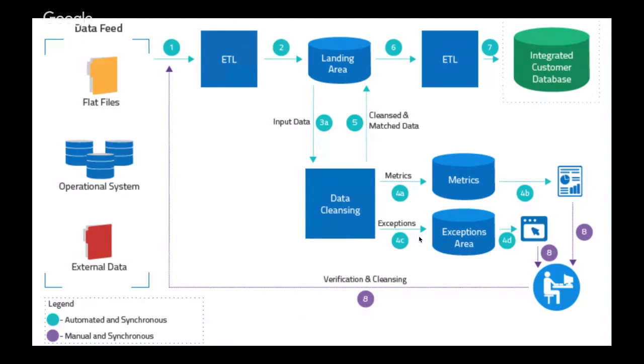This BI reports is then manually handled, and then it is done in a synchronous manner, and BI reports or analytical reports are generated. Meanwhile, from the landing area, the whole of the data is going back to ETL again, and from ETL it is transferred to the integrated customer database for future use, or historic, it acts as historic data so that it can be used in future.